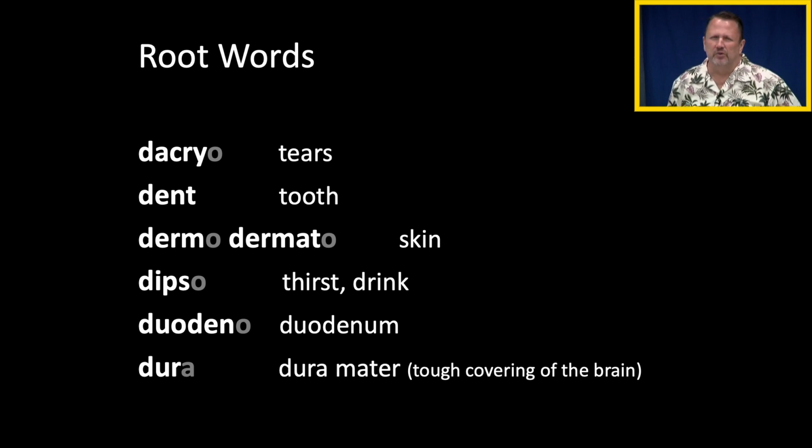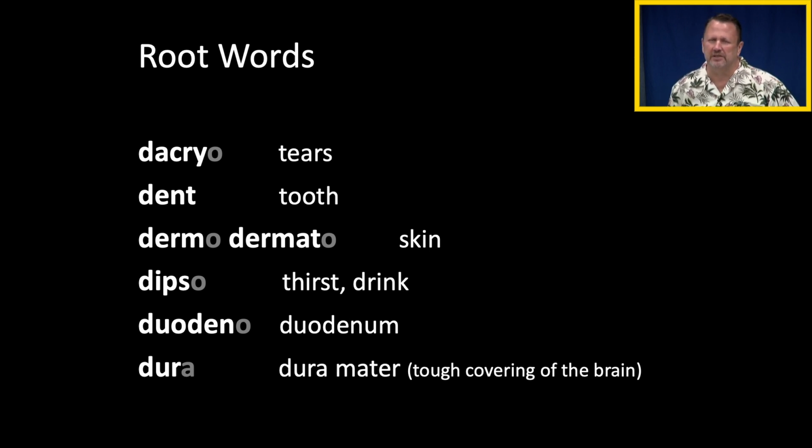Dacryo refers to tears. I don't have any good examples of that. Dent, as in dental, refers to the teeth. Dermato refers to the skin, so a dermatologist is a skin doctor. Dipso refers to not only drinking, but thirsting as well. If somebody has polydipsia, that means they're very thirsty and tend to drink too much. A usual reason for that is diabetes mellitus and diabetes insipidus as well.